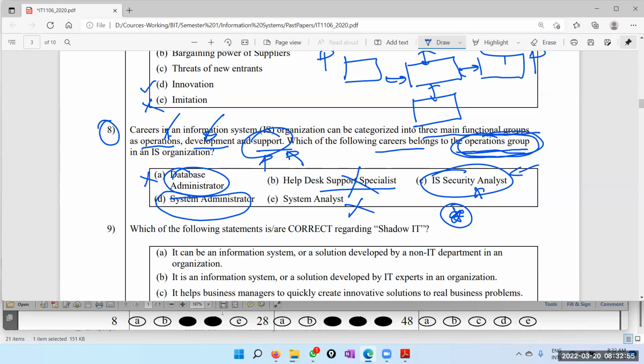Right. So the examiner has taken C and D. That means the examiner has taken security analyst and system administrator, but has not taken database administrator. So the examiner thinks database administrator is maybe support or development, because at the development time also we need database administrators. And the examiner thinks system administrator is also operations. Okay, operations. But anyway, there's no universal agreement on which role is which.